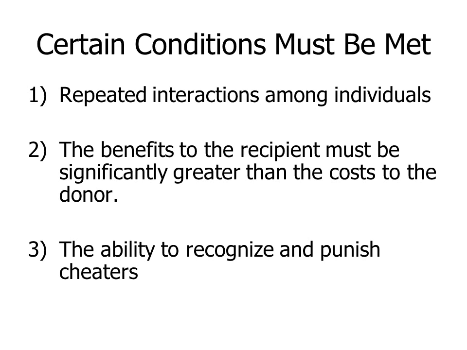Reciprocal altruism can evolve as certain conditions are met. Number 1, repeated interactions among individuals with opportunities to be both the donor and the recipient of altruistic appearing acts, so you're more likely to help someone out that you know better than a complete stranger. Number 2, benefits to the recipient that are significantly greater than the costs to the donor.